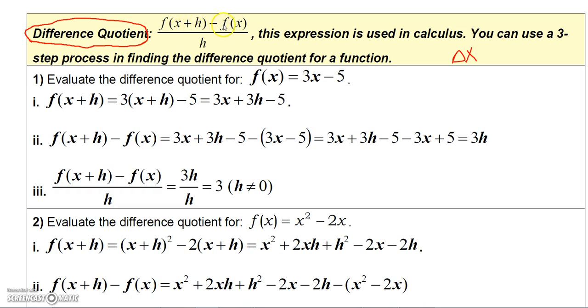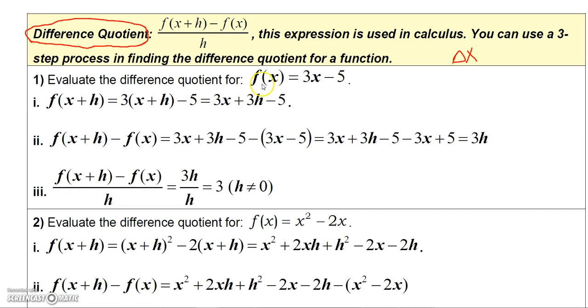Well, the difference quotient is actually the difference of the function evaluated at x plus h and the function itself, and then divided by h. That's where you get the quotient from. So the top is a difference, and then the whole thing is a quotient. Therefore, it's called a difference quotient.